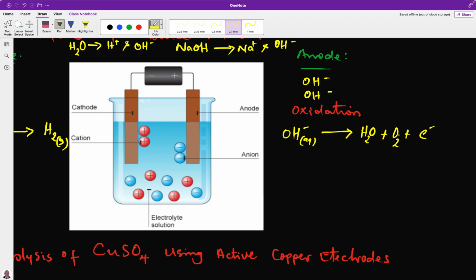To balance the electron, we need to balance it with a 2. If we put a 2 here, the same thing will happen. We put a 2 here, it will not go. If we put a 4 here, it will go.